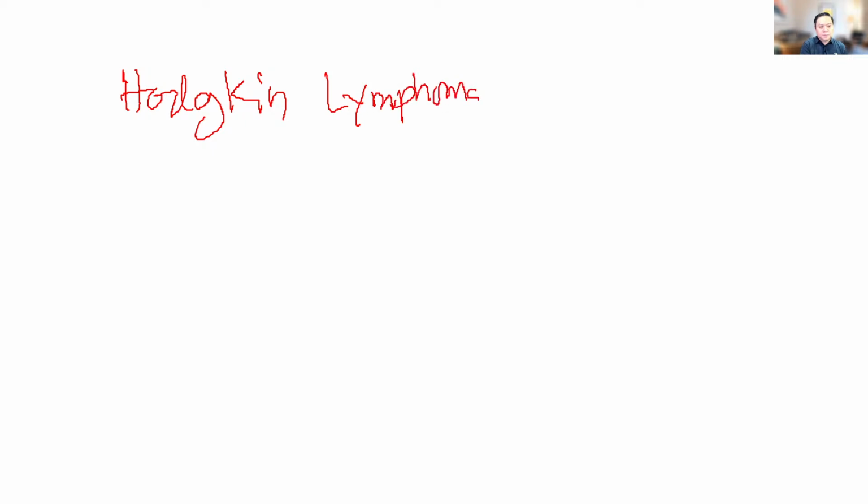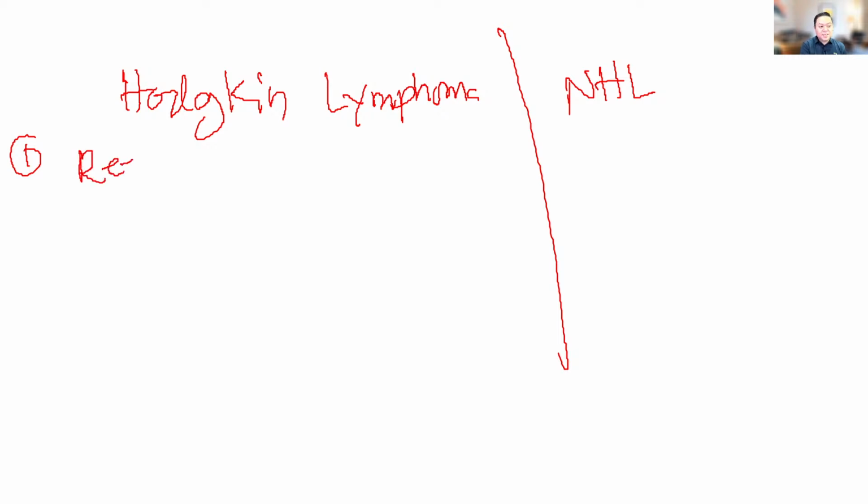So we're going to compare between the Hodgkin lymphoma versus the NHL. Now, the Hodgkin lymphoma basically is characterized by what? The Reed-Sternberg cells. Remember about the owl's eye description about the cell? It has so many nucleus, okay? So that's another hallmark description about the Hodgkin lymphoma.